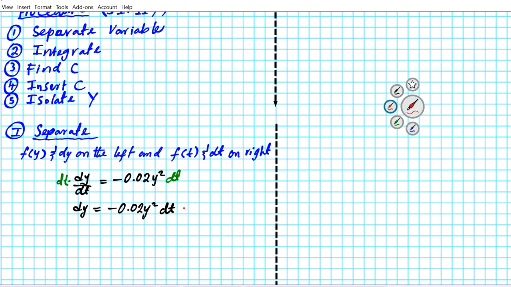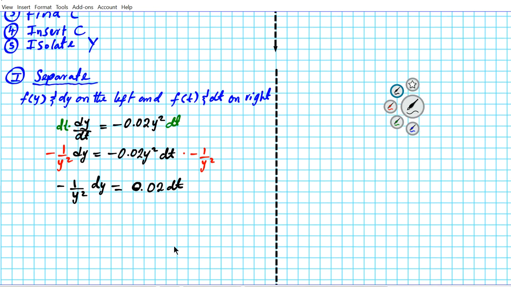So to move the y squared from the right side to the left side, we multiply both sides by negative 1 over y squared. This is equivalent to dividing by negative y squared. Same thing, okay? All right, so we do that. And then you notice on the right side, the minus and the y squares disappear, divide out. So we have the separated equation, negative 1 over y squared dy. So this is f of y dy equals, negative is gone, 0.02 dt. So this is f of t dt. So we have separated the variables. Excellent. So let's move on to the next part.